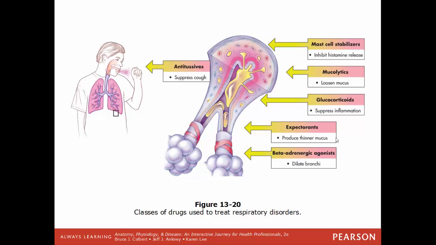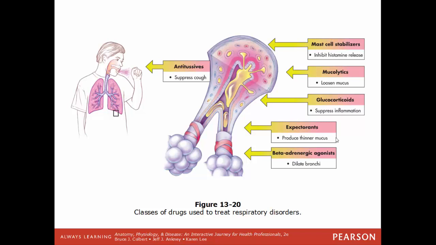You have expectorants that will produce a thinner layer of mucus. You have beta-adrenergic agonists, which will help to dilate the bronchi. You also have antitussives, which will help suppress the coughing. So depending on what you're trying to treat will determine what class of drugs you should be given.